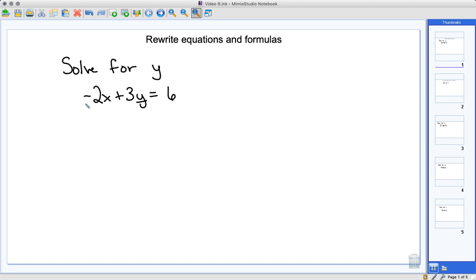The first thing I need to do is move this negative 2x over to the other side. Since it's negative, we're going to add 2x to both sides. So then I have 3y still left on the left side, and on the right side, I have 2x plus 6. Notice that doesn't become 8x because there's no x with the 6. So it becomes 2x plus 6.